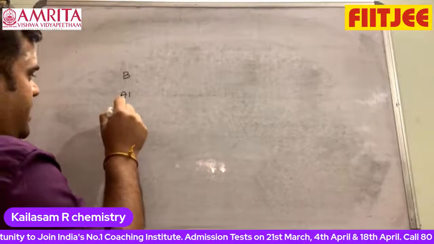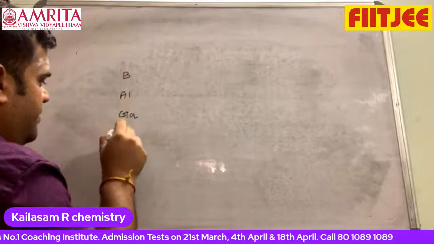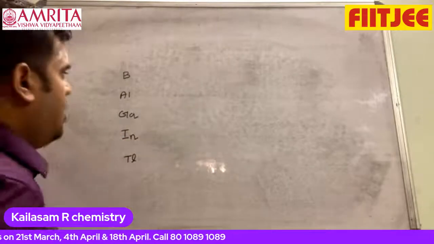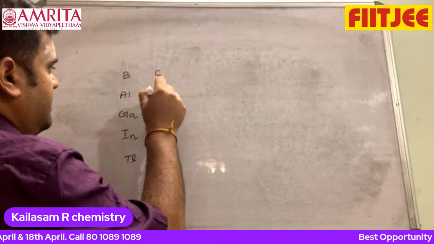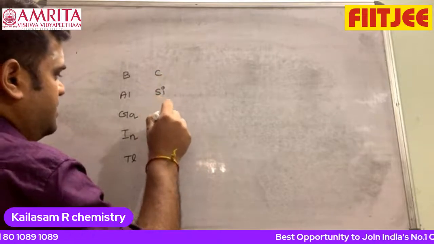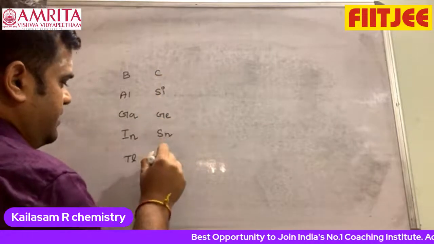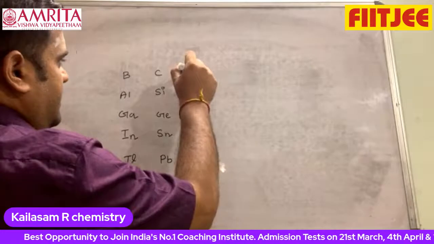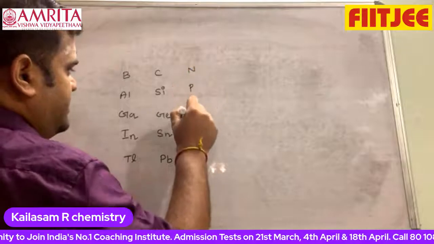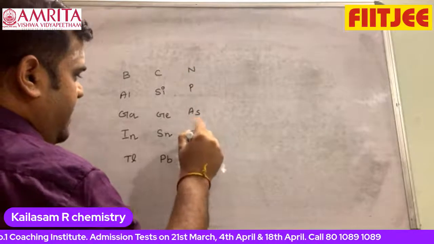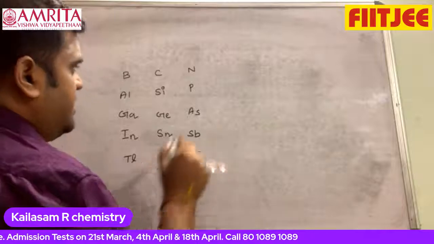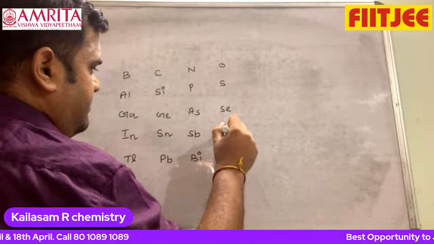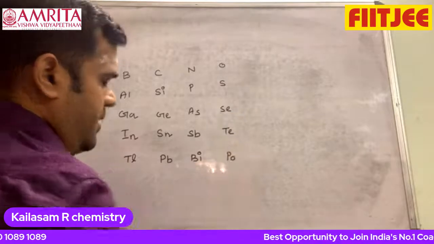Boron, aluminum, gallium, indium, thallium. Now carbon, silicon, germanium, tin, lead. And next will be nitrogen, phosphorus, arsenic, antimony, bismuth. Oxygen, sulfur, selenium, tellurium, polonium.